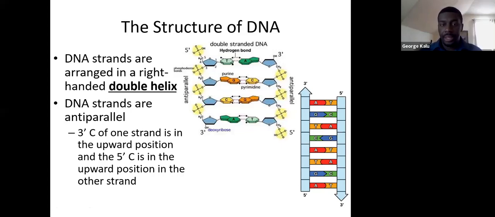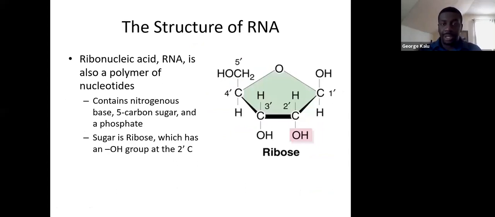All right, so moving forward here, we're going to look at RNA now. RNA is ribonucleic acid.